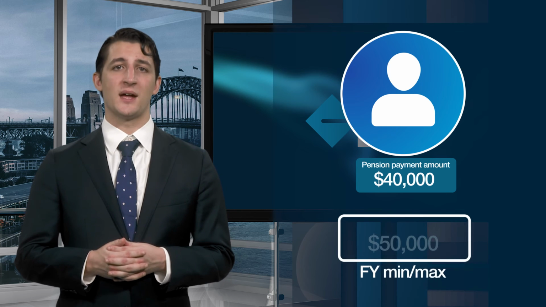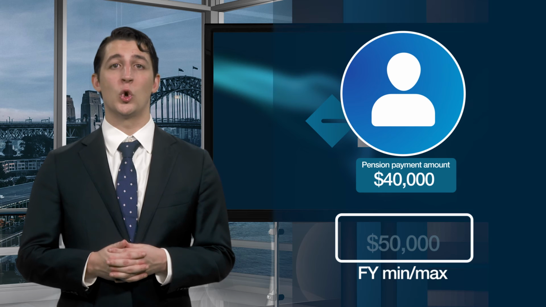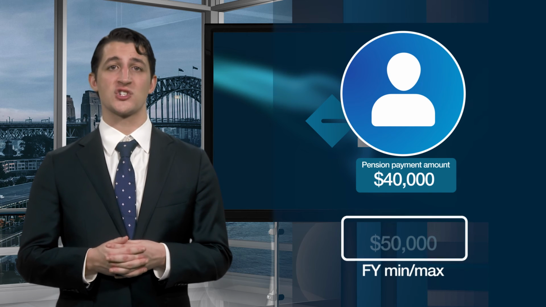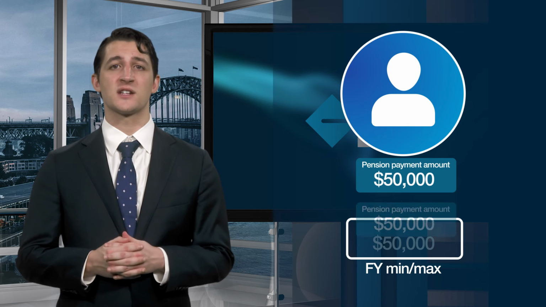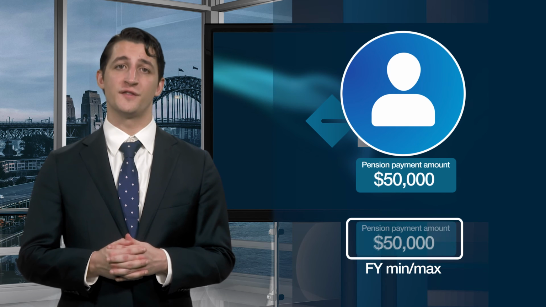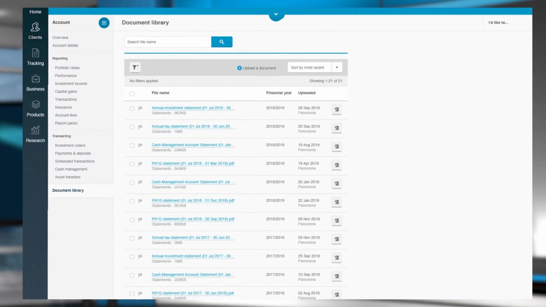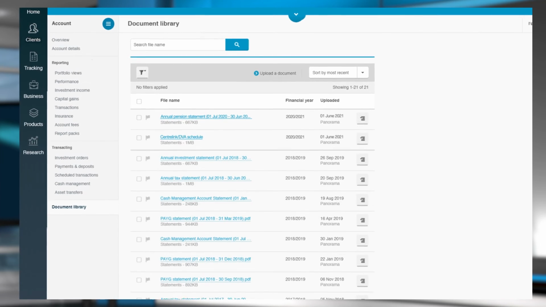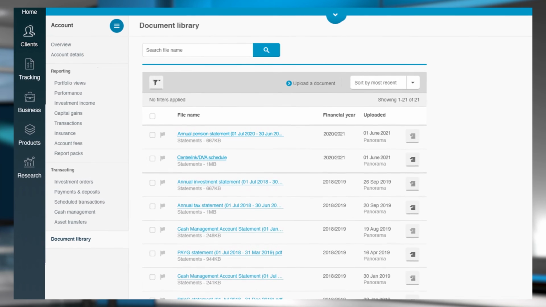If the annual pension amount the client has been receiving is below the minimum or above the maximum for transition to retirement, the investor's payment is adjusted up or down to satisfy the legislative requirement for the new financial year. Annual pension statements and an annual Centrelink/DVA schedule will be placed into the client's document library as soon as they are produced and available.